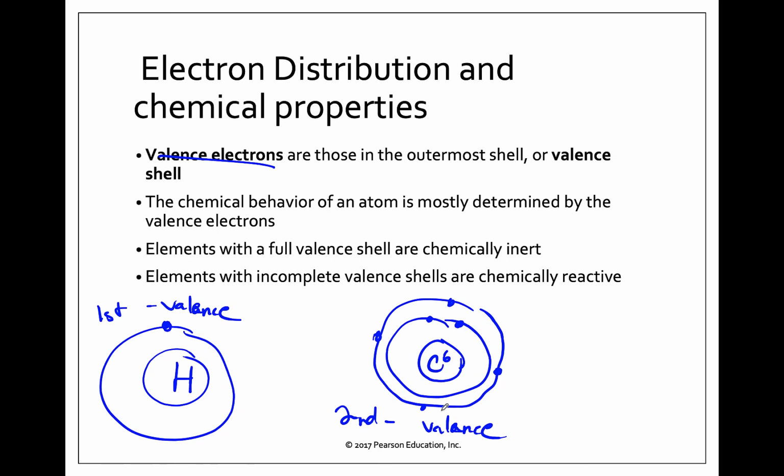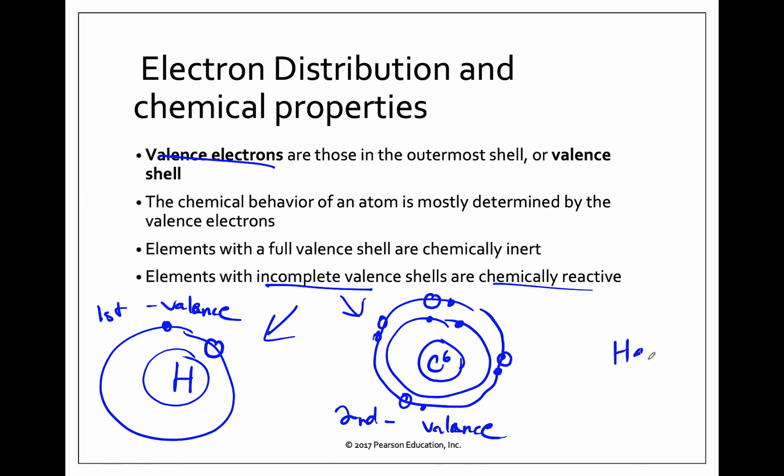So both hydrogen and carbon do not have full valence shells. Hydrogen has space here for one more electron, and carbon actually has space here for 4 more electrons, which is why carbon is used so frequently, because it's very apt to bond. So something with an incomplete valence shell, like these two, is going to be chemically reactive. It's most likely going to form some kind of bond in order to fulfill its valence shell.